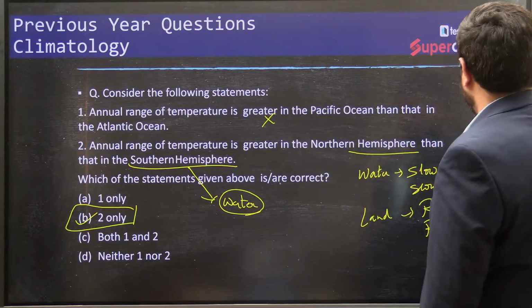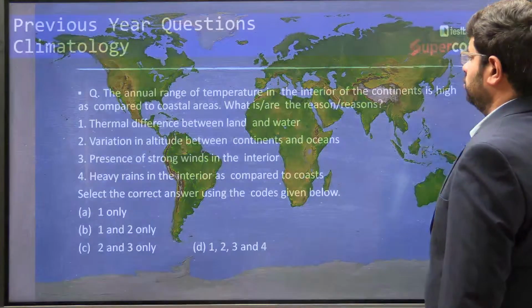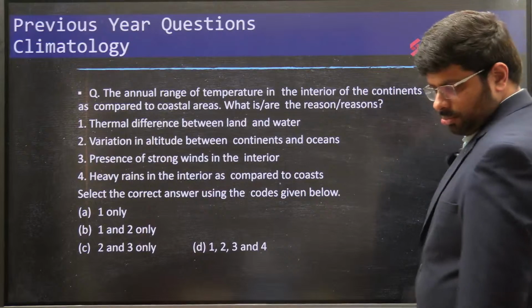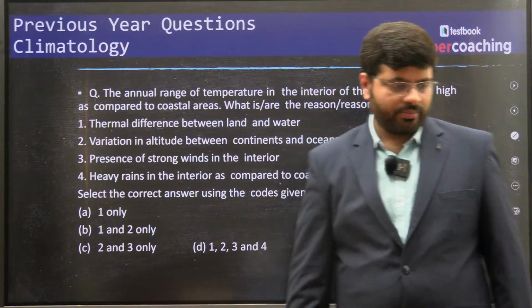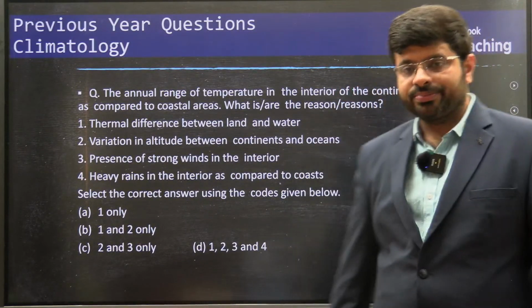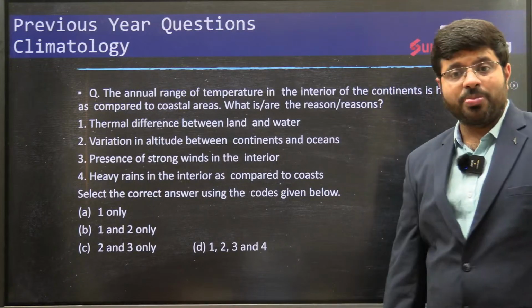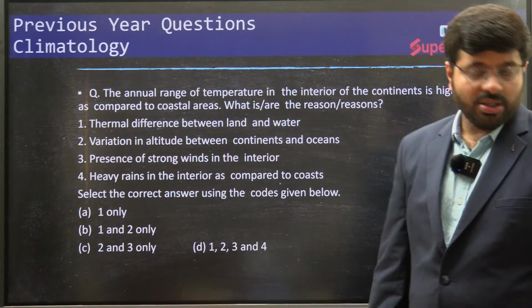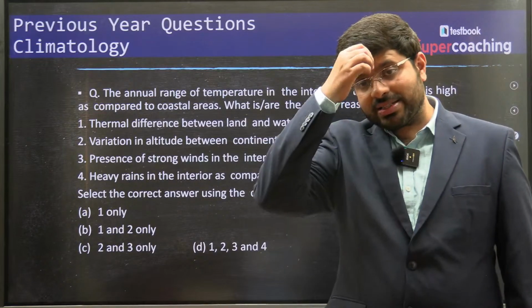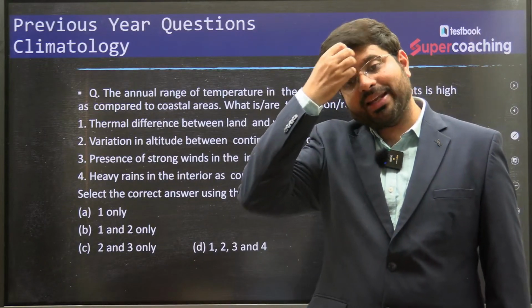Right. So next question now. The same application. Sometimes UPSC also asks previous year questions. Another advantage is that repetition might happen, and you would be lucky.